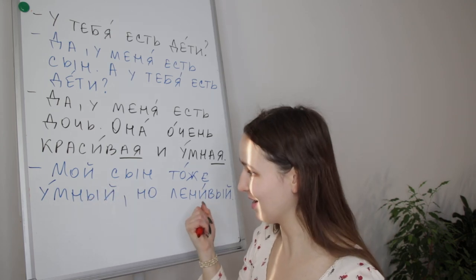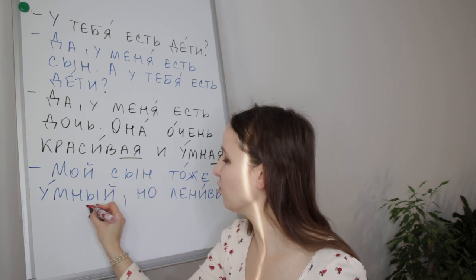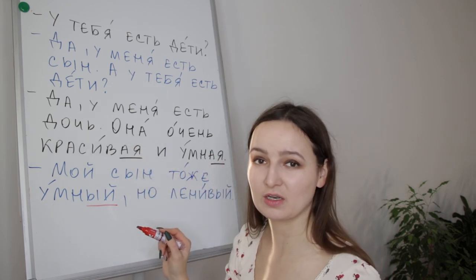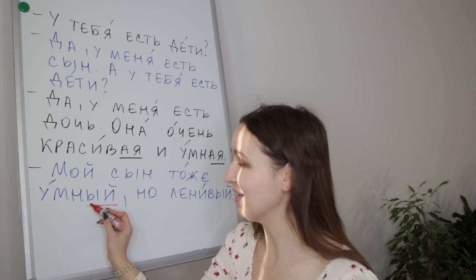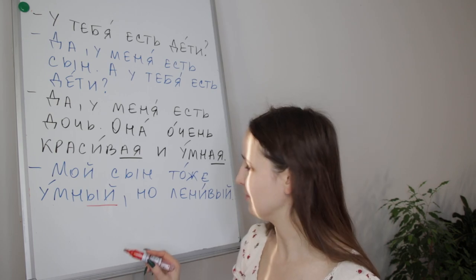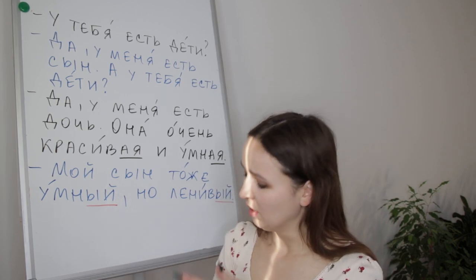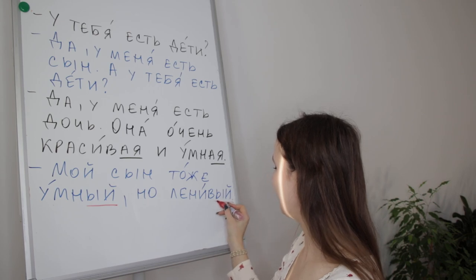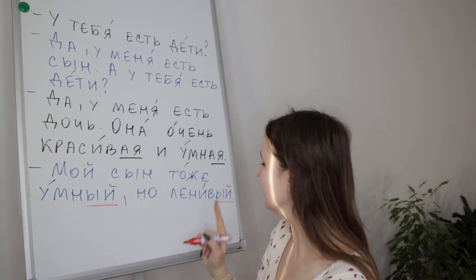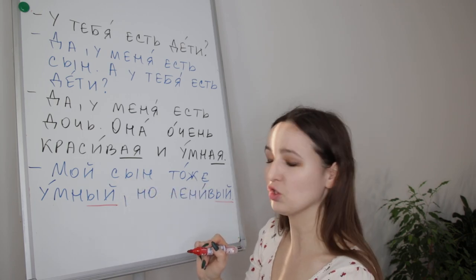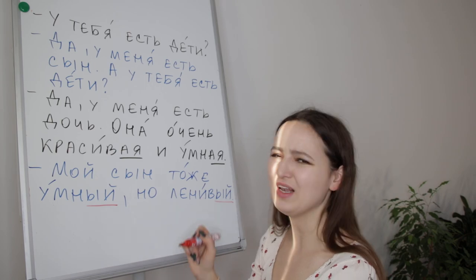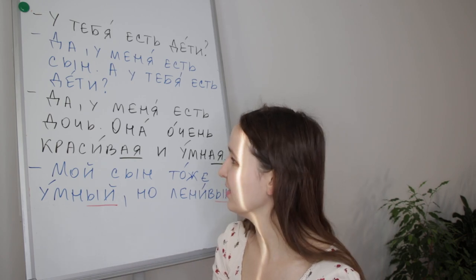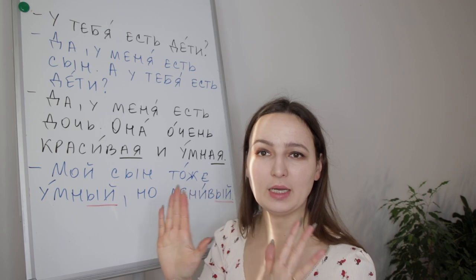Now he's talking about his son. And his son is masculine, right? So, умный, smart. Here we had умная, a feminine ending, because she was talking about her daughter. Now he's talking about his son, and of course, we will use the -ый ending. Умный. Ленивый is lazy, and the ending is masculine as well. Мой сын тоже умный, my son is smart as well. Но ленивый, but lazy. Но is but, тоже, as well, too. Да? Okay, let's read it one more time and we are done.